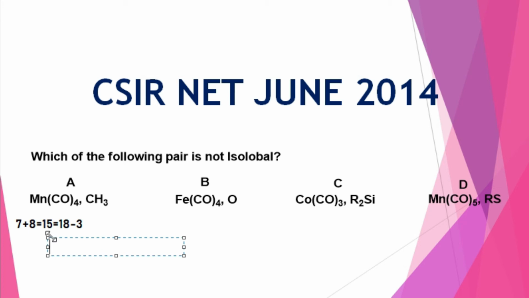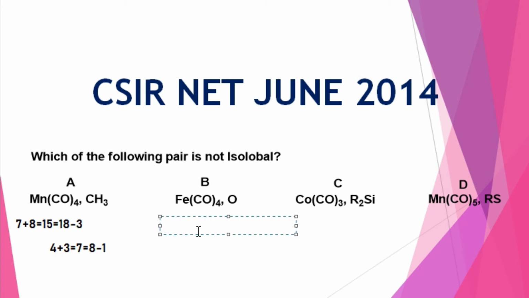So what CH3 needs: for carbon there are 4 electrons and 1 from each hydrogen, so 3. So you get 7, which means 8 minus 1. So there is 1 electron needed to fulfill its valence shell. So Mn(CO)4 and CH3 are not isolobal to each other.